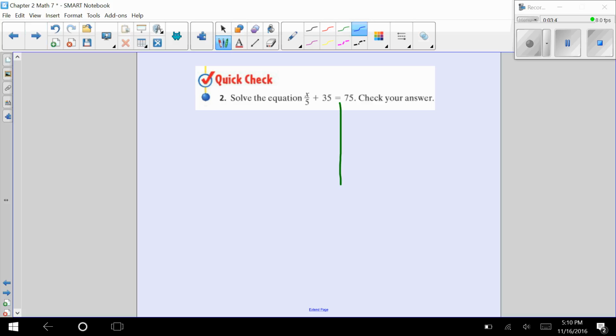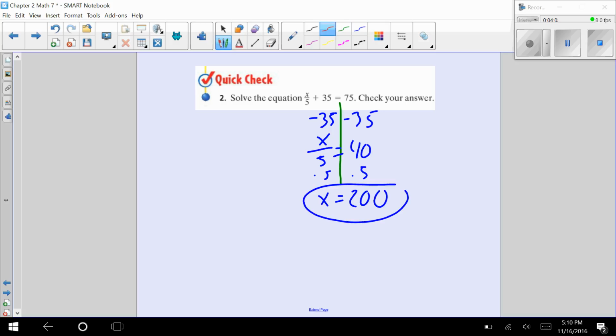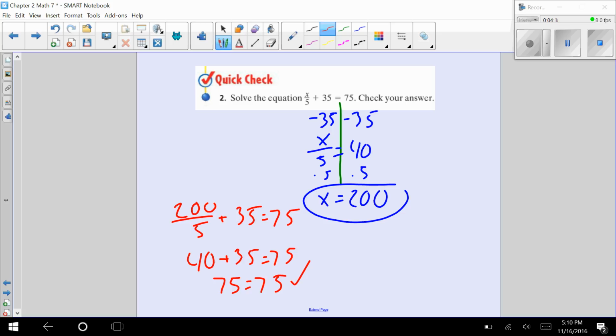To check or to show your work, you should have subtracted 35 from both sides because we get rid of addition first. x over 5 equals 40. And then we should multiply both sides by 5, so x equals 200. To check our answer, we should do 200 divided by 5 plus 35. Is that equal to 75? 200 divided by 5 is 40. And 40 plus 35 is 75, so it checks out.